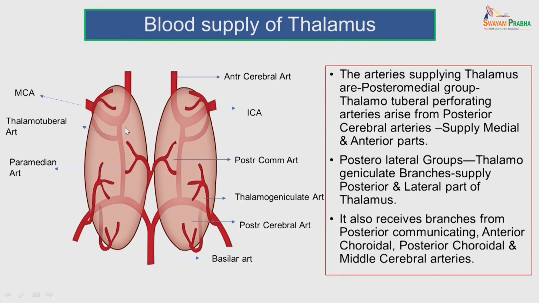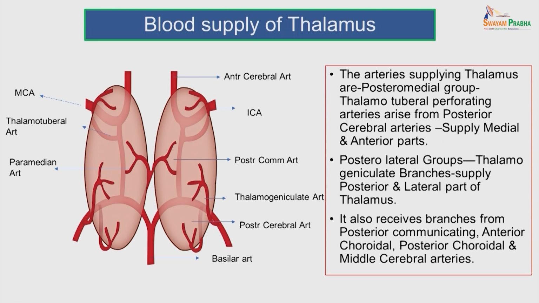Now we come to the blood supply of the thalamus. As we are all aware, the cerebral cortex is supplied by three sets of arteries, mainly from the internal carotid and the basilar artery, giving the anterior cerebral artery, middle cerebral artery and posterior cerebral artery. Each of these arteries has a general plan of blood supply: cortical branches, perforating branches and choroidal branches.